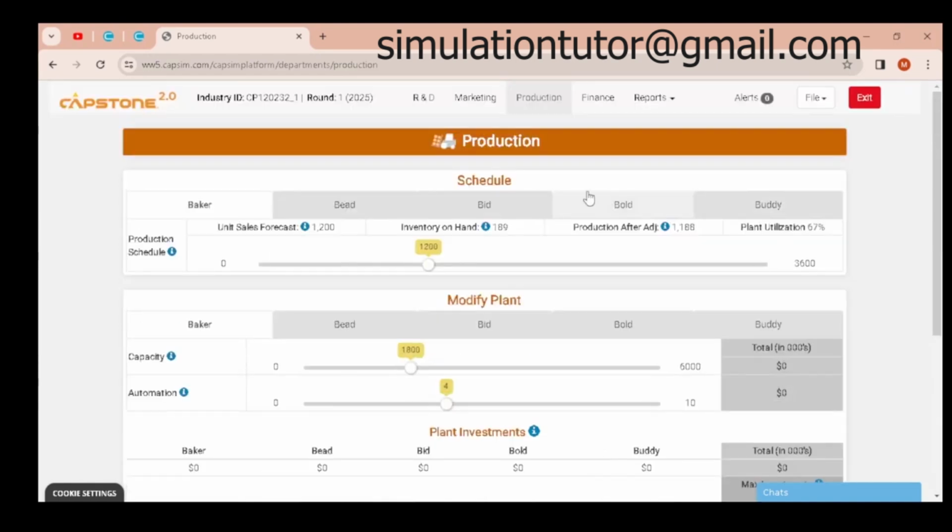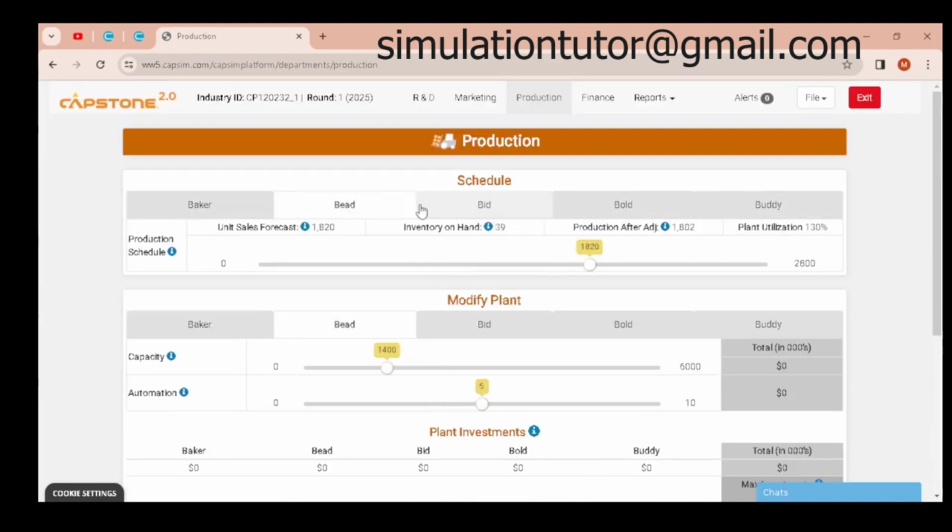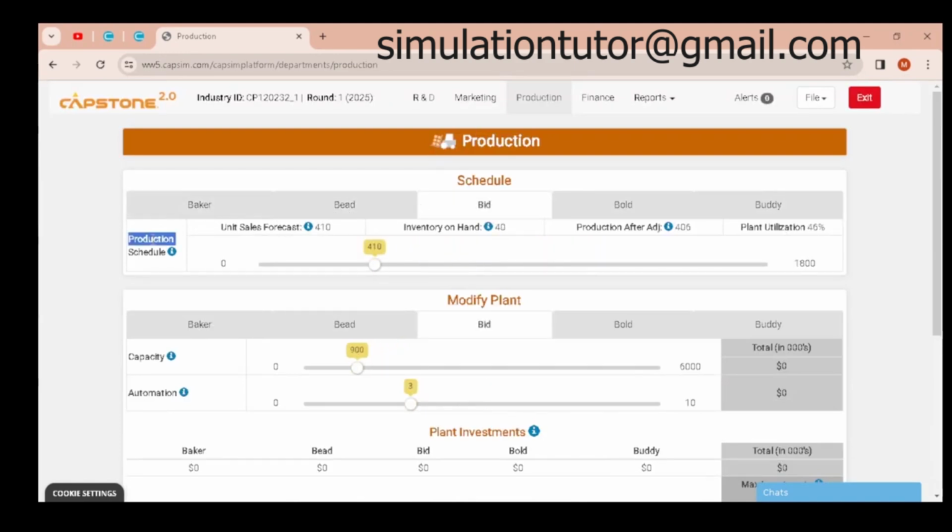So that's it about production. And for all our products, you'll have to make different decisions about the production schedule.